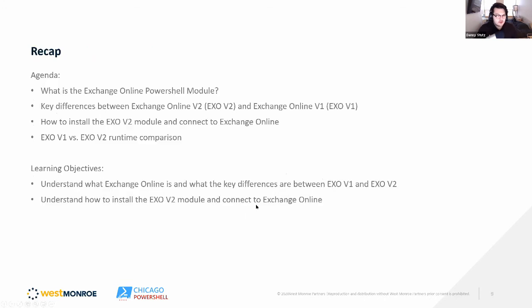All right. So we went over, what is Exchange Online? What is it used for? It's used for Office 365 administration and managing your Exchange Online organization. We went over some of the differences between Exchange Online V2 and Exchange Online V1. And we also went over how to install the module and then how to connect to Exchange Online.